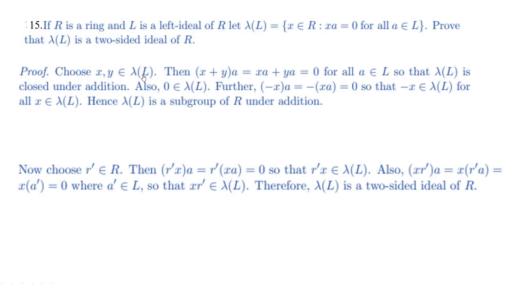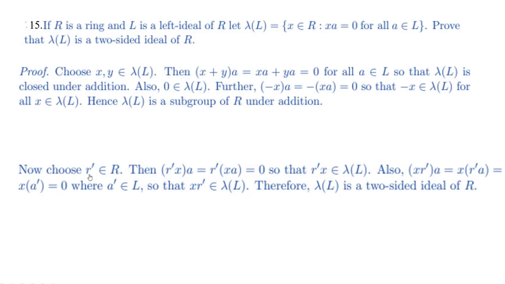So x and y in lambda of L gives xa to be 0, ya to be 0. When we consider this by distributive law, this is xa plus ya, so 0 plus 0, you have this for all a in L. So you have x plus y belonging to lambda of L. So lambda of L is closed under addition. Next we consider this minus x into a. That gives us minus of xa, but xa is 0, so you have this. So we have minus x in lambda of L for all x in lambda of L. Therefore, this is a subgroup of R under addition.